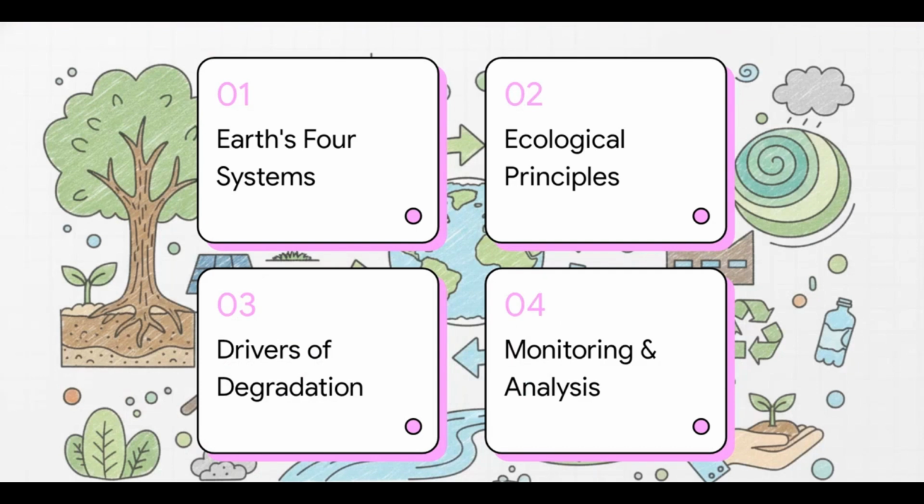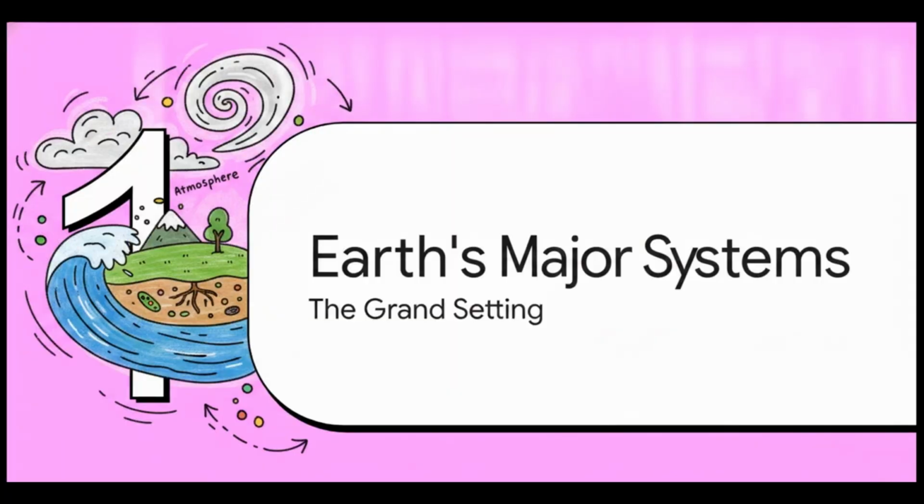Here is our roadmap for today. We're starting off with Earth's 4 major systems. Then we'll move right into the core ecological principles, examine the drivers of environmental degradation, and finally wrap things up with monitoring and data analysis. Let's dive in. Section 1.